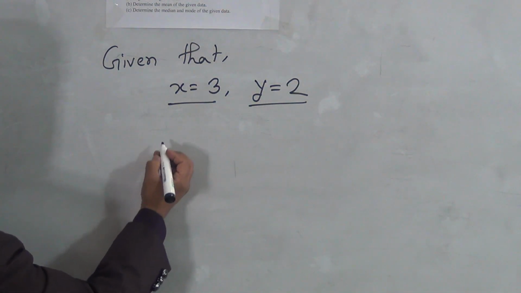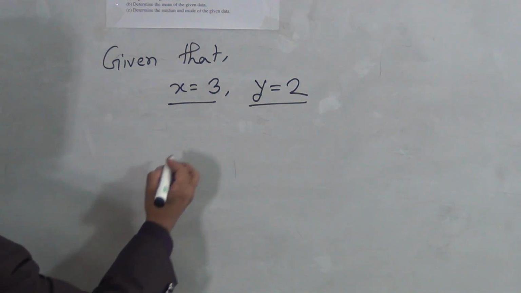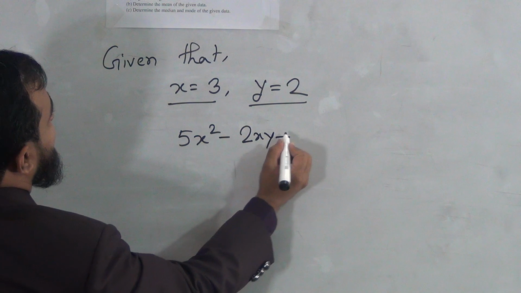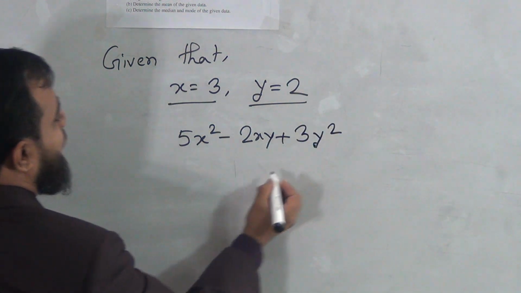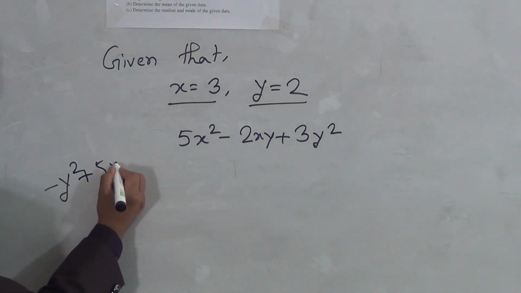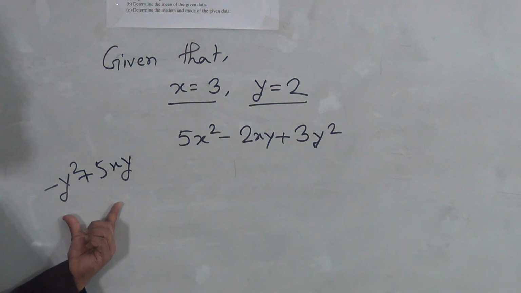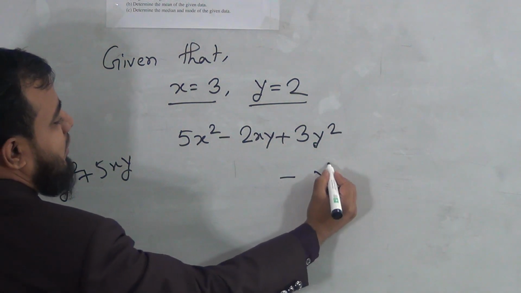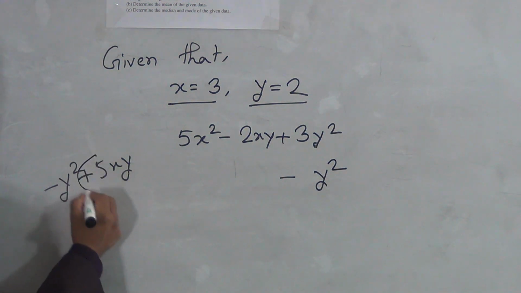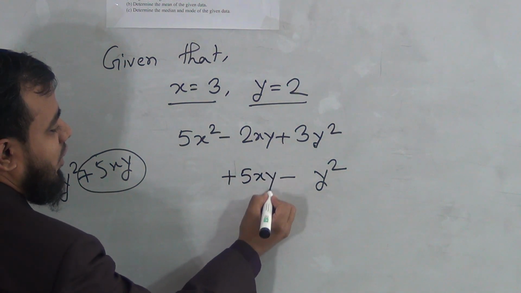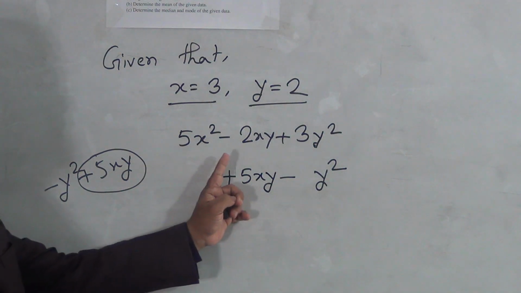Now the subtraction is what? From the first expression we have to subtract the third expression. The first expression is what? 5x square minus twice xy plus thrice y square, right? Now we need to subtract the third expression. The third expression is here, minus y square plus 5xy. For subtraction we need to arrange the similar terms in the same column. Okay, so minus y square is the similar term of plus 3y square. That is why you should write down minus y square below plus 3y square, and plus 5xy is the similar term of minus twice xy. That is why plus 5xy should be written down below minus twice xy.